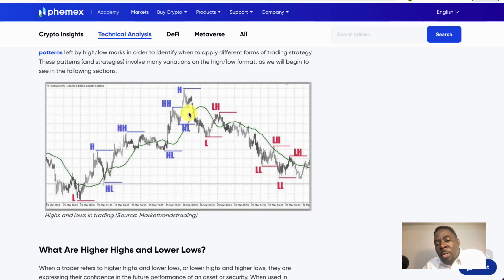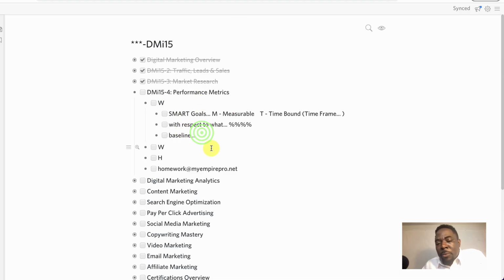But sometimes it pulls back and you see a bunch of red. It just all depends on what you're up to in your business. So that's baseline for you. I just wanted to show you what baseline means.